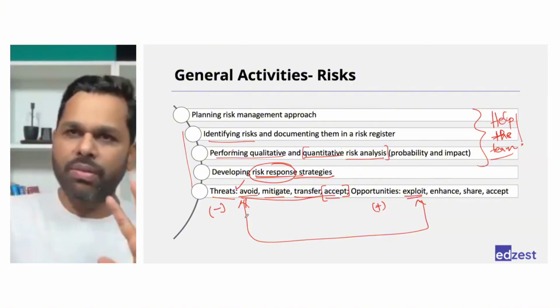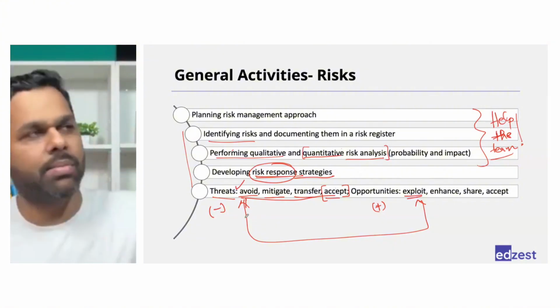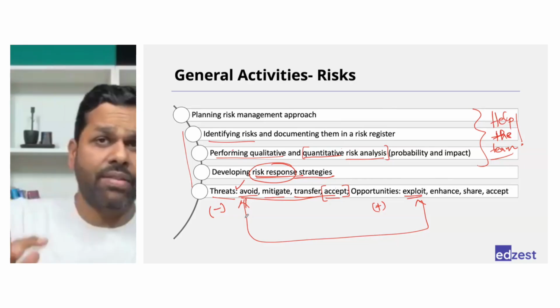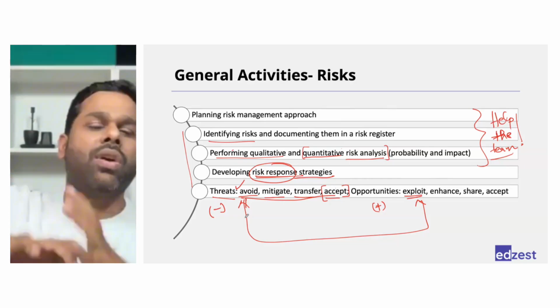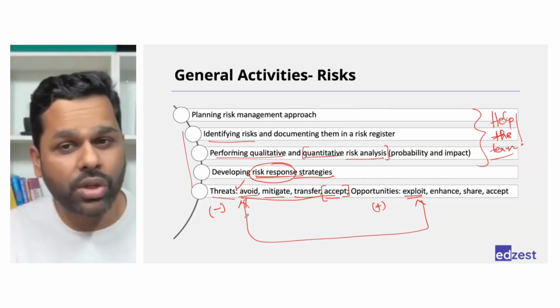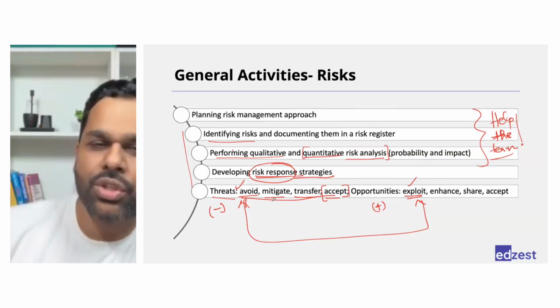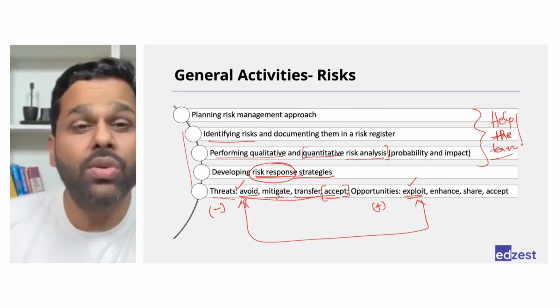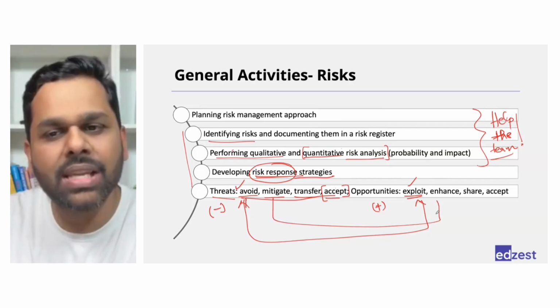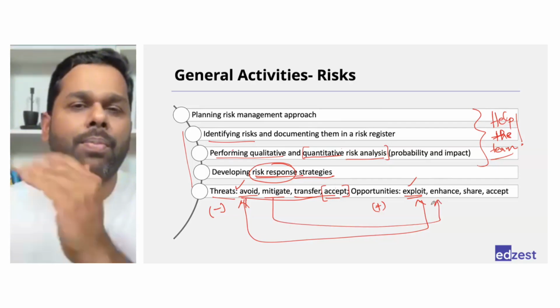Saying that, okay, now we will use artificial intelligence. We'll hire somebody who knows artificial intelligence. We will have a training from somebody who can train us on artificial intelligence. What have you done? You have exploited that opportunity. Mitigate is doing something extra to reduce the probability and impact. Enhance is doing something extra to increase the probability.